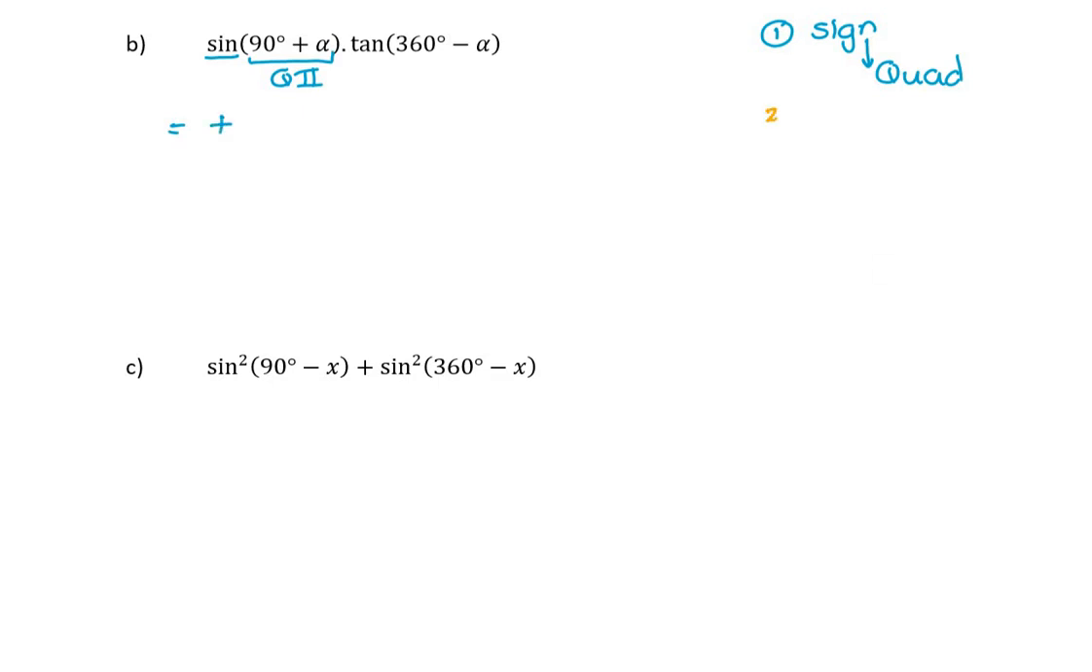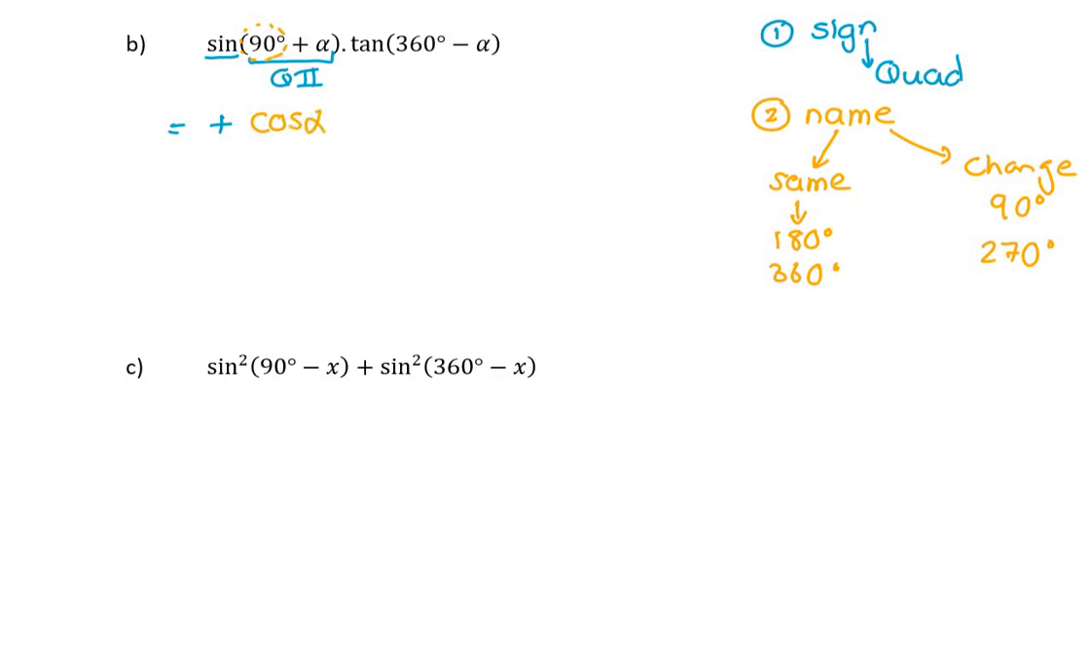The second thing I look at is my name. Does my name stay the same or does it change? When does it stay the same? It stays the same if you're working on a reduction from 180 or 360, and it changes to its co-ratio if you're working from 90 or 270. But remember, 270 isn't necessarily examinable. So in this case, I'm working from 90 degrees, and so sine will change to cos.